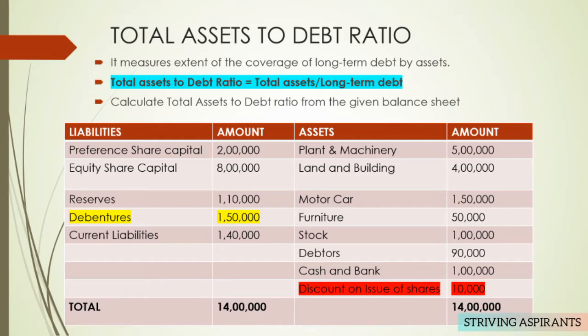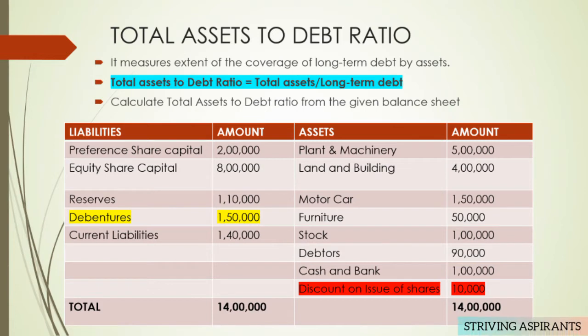Total assets to debt ratio is the relationship between total assets and long-term debt. In other words, we can say it measures the extent of the coverage of long-term debt by available assets in the company. Formula to calculate total assets to debt ratio equals total assets divided by long-term debt.